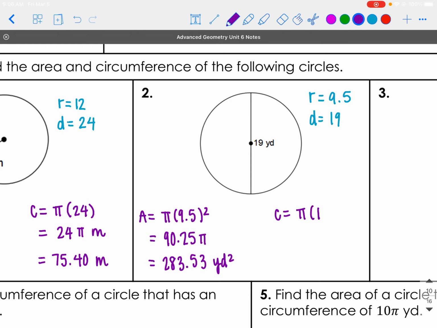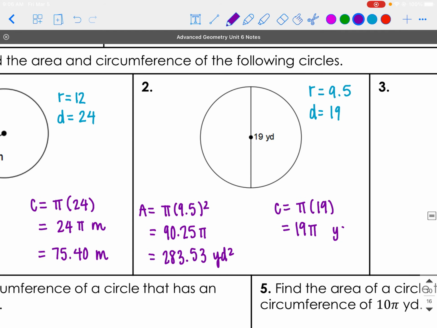Circumference, pi times diameter, so that's 19 pi yards. Forgot that over there. And if we multiply 19 times pi, 59.69 yards.